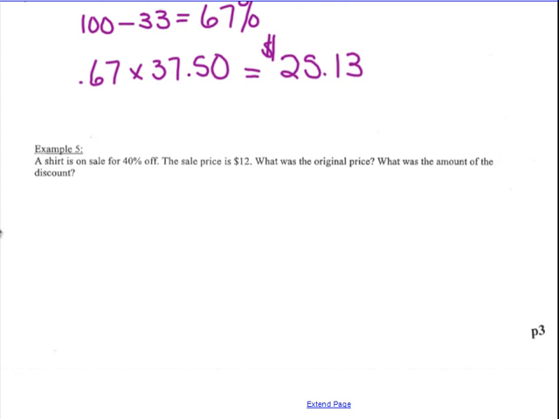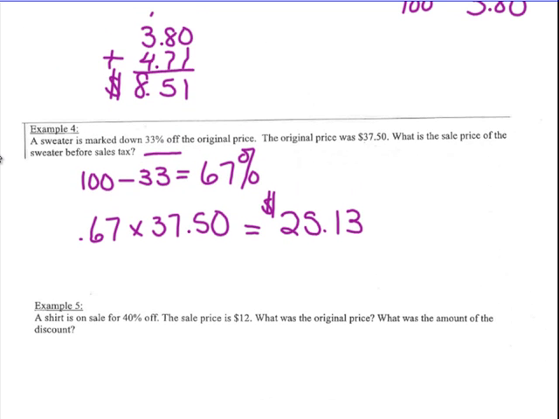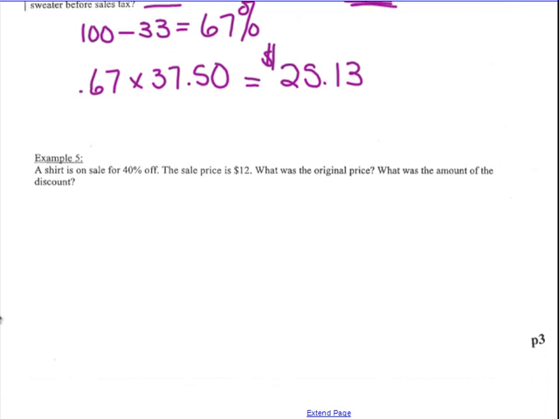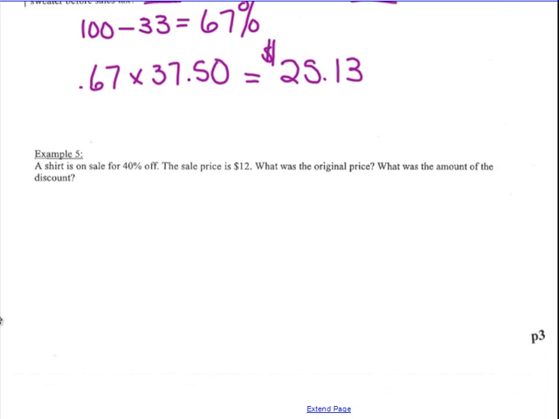Oh, this is different than this question. They gave you the original. So you do take 60% times that original price. A shirt is on sale for 40% off. This is the price you paid when they took the 40% off. This is the sale price, like what we found up here, the sale price.